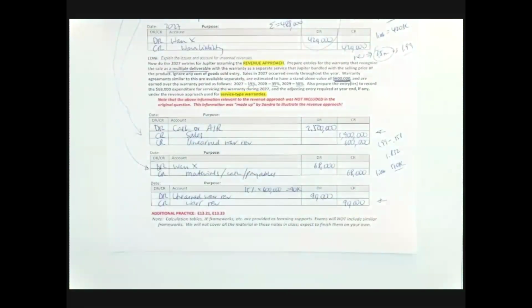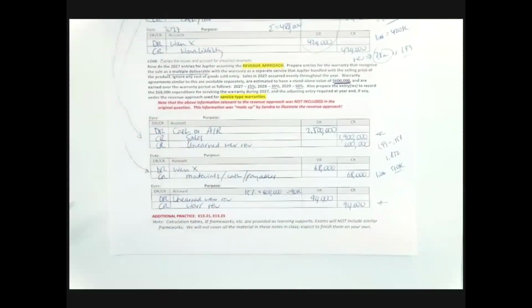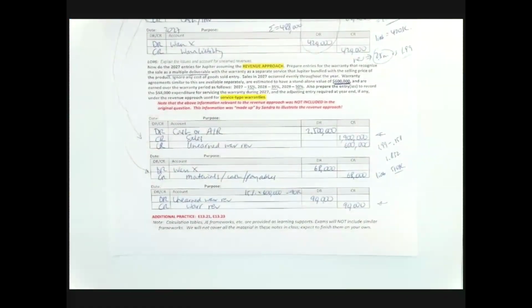That's when you get pushed into the revenue approach. If it's just a warranty that just goes with the product and you can't get it otherwise, then even under IFRS, you can go to the expense approach. Under ASPE, I feel like you can get away with the expense. You can just wiggle away and stay with the expense approach. ASPE, easy going. IFRS, very uptight. Okay.